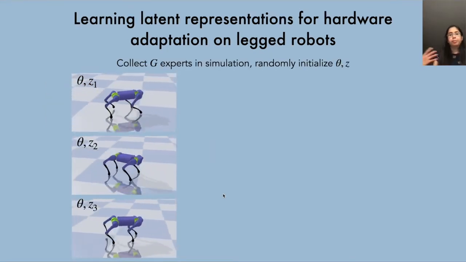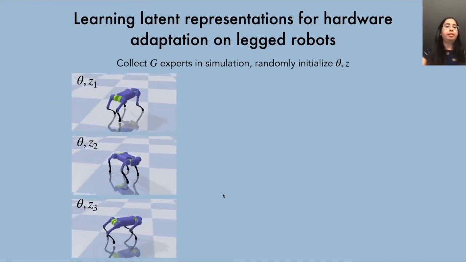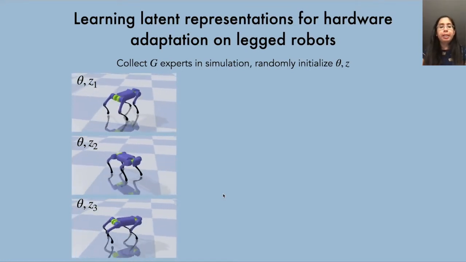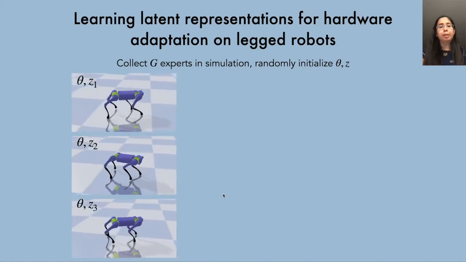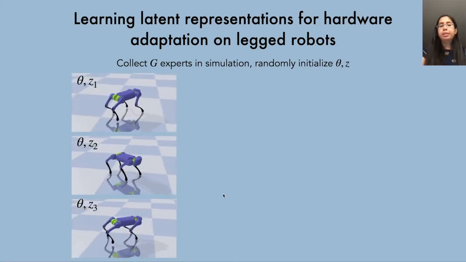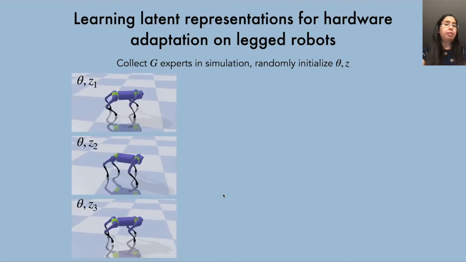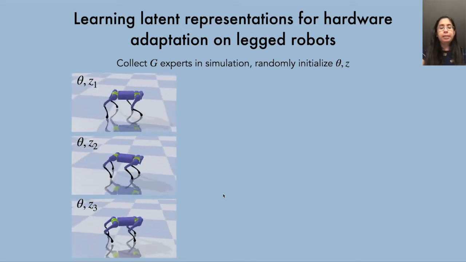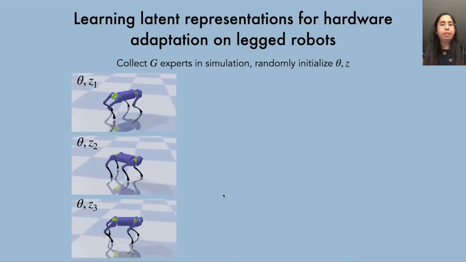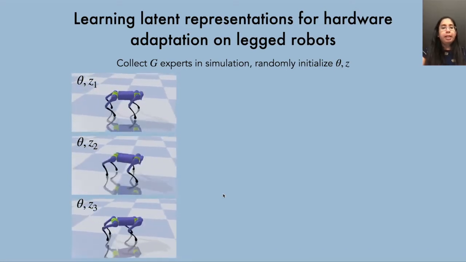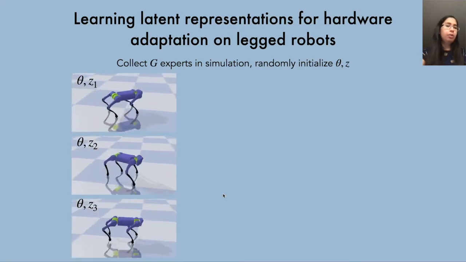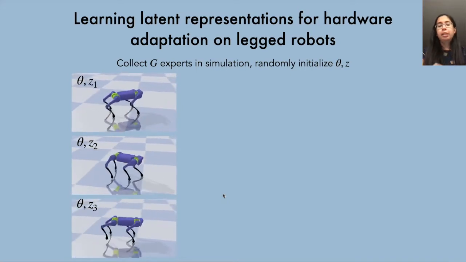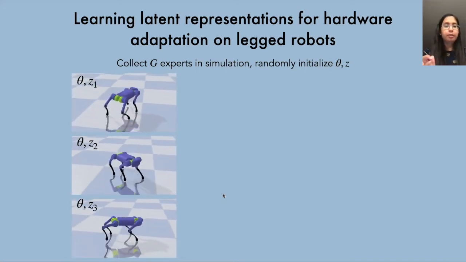To learn such a latent space z, as well as the low-level policy theta, we start by collecting expert demonstrations in simulation. So in simulation, we assume we have perfect knowledge of the dynamics of the robot, and we can use inverse kinematics for collecting experts that can perform a large range of behaviors. Next, we randomly initialize a common shared low-level policy theta, but expert-specific latent variables z.